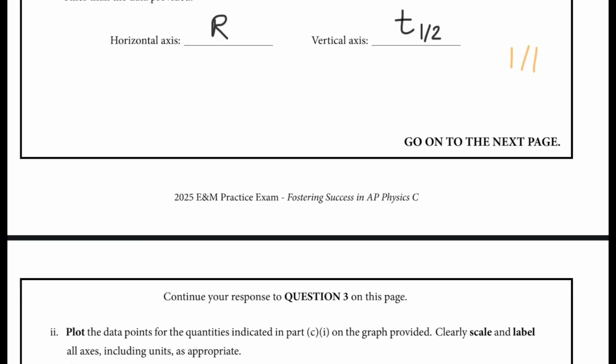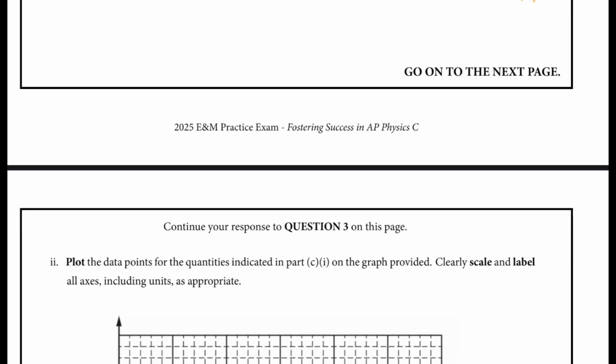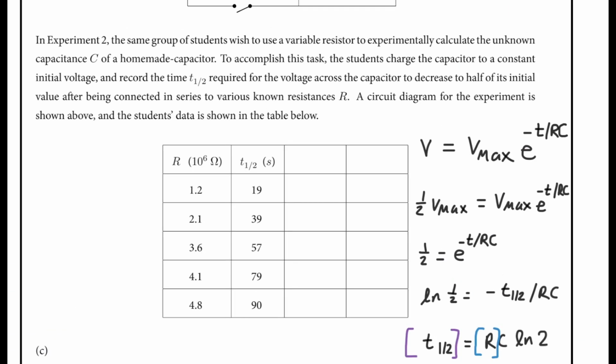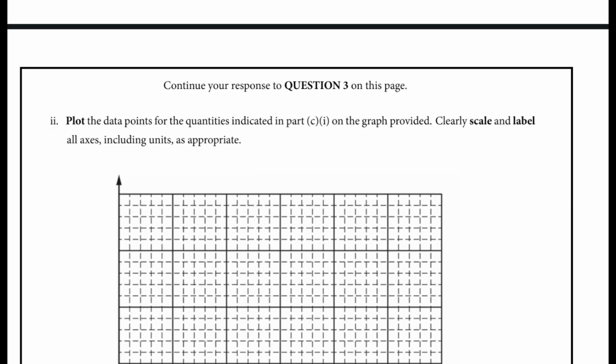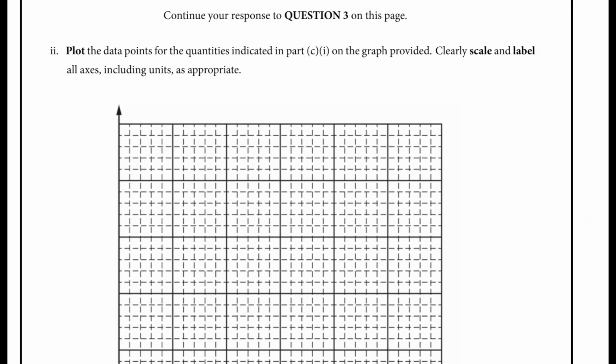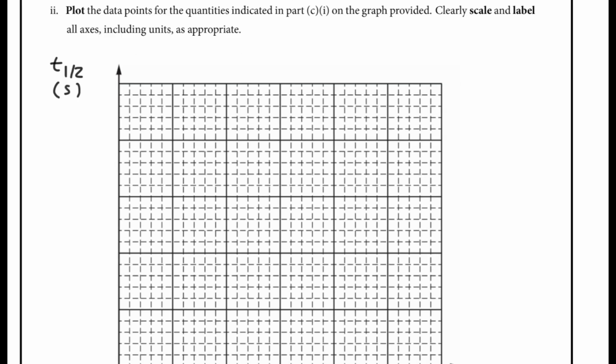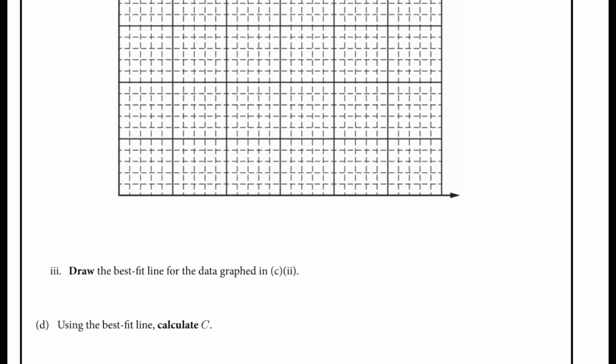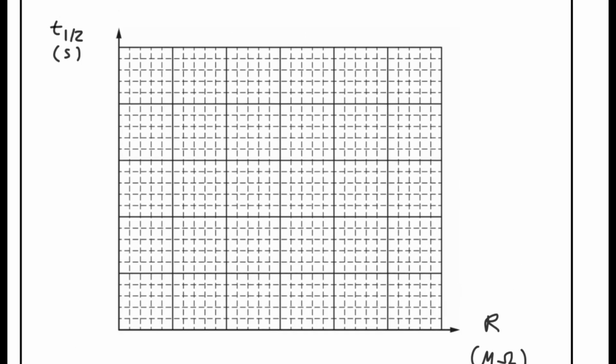So now we're going to plot the data points for this, and we have to make sure that we scale our graph, we have to put units, all of that fun stuff. So my T1/2s are in seconds, so this is my half-life in seconds, and then down here this would be my resistance in millions of ohms. So the capital M means mega, or 10 to the 6.